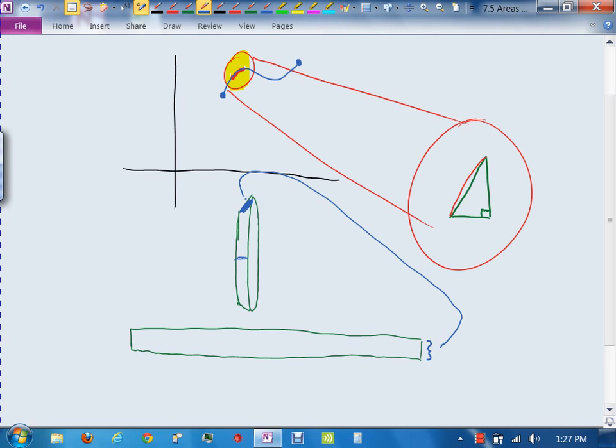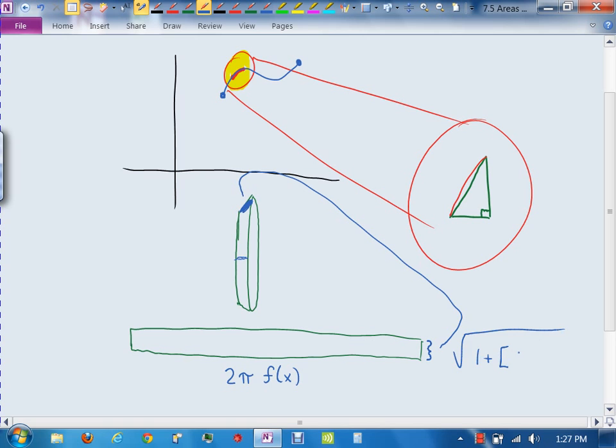What's the formula for circumference? 2 pi times the radius, but the radius for us is the function, f of x. And then over here is the square root of 1 plus f prime x squared. So that would give you the area of that one piece, which is just one of the infinitesimal slices of our function. We want to add them all up, right?